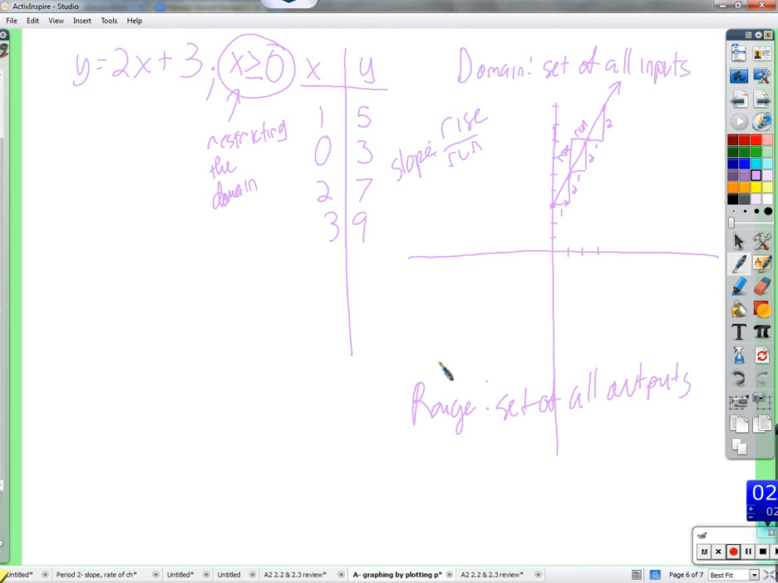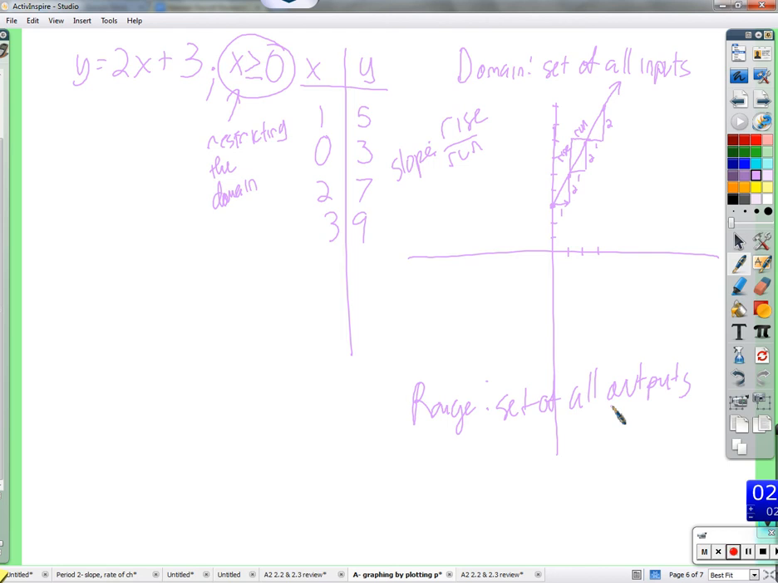2? Let's look. 1, 2. There's no graph at 2, right? So is 2 an output? No. It must not be, because where do I find outputs? On the graph. The graph does not exist at 2. 2's off the list. 2 is not part of the range.